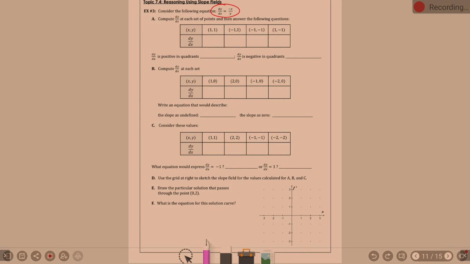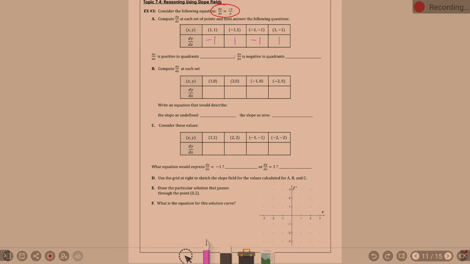What do we know about it? The ordered pair 1, 1? We're going to get negative 1. At negative 1, 1, we're going to get positive 1. At negative 1, negative 1, we get negative 1. And at 1, negative 1, we get positive 1. Plugging those values in, right?